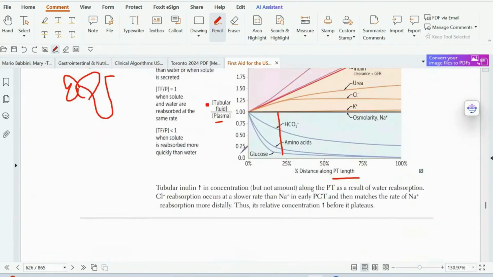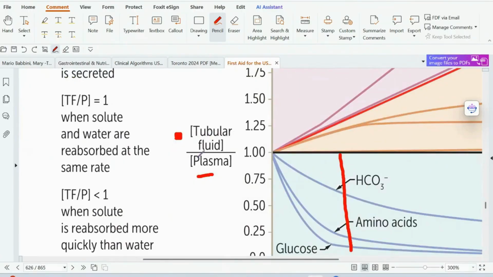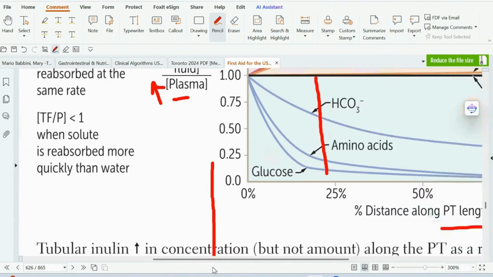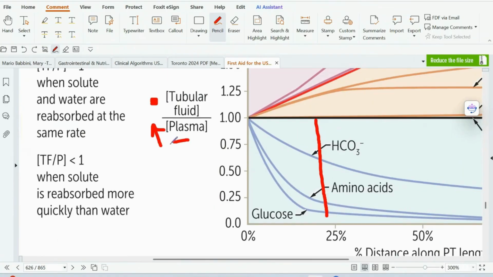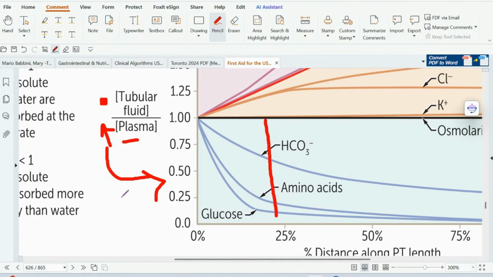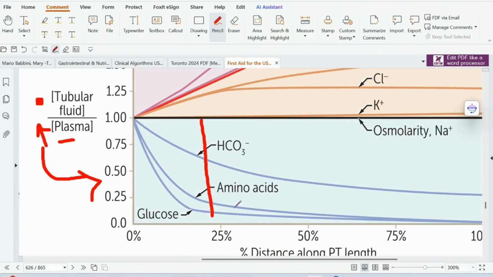So how much of it is in the tubules versus how much of it has gone into your plasma? If everything is being absorbed into your plasma, the ratio will be low. If everything is being very easily absorbed, then T by P is going to be less than 1, which makes sense because you're supposed to absorb everything that is precious. It just means the PCT prefers to absorb these things very actively. So all the ratios of these are less than 1, which is why they're on the bottom half of the graph: bicarbonate, amino acids, and glucose.